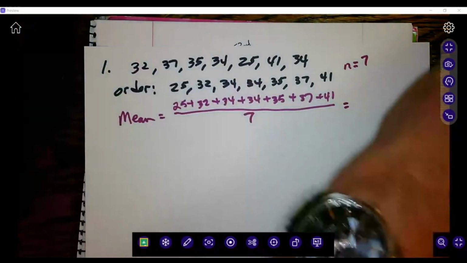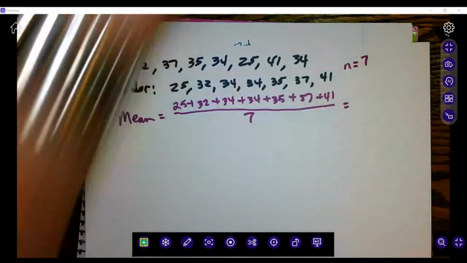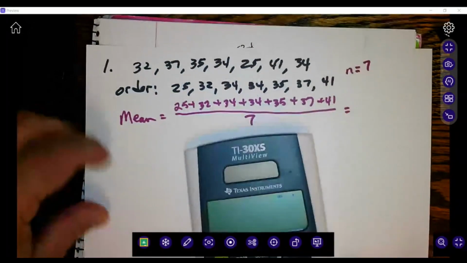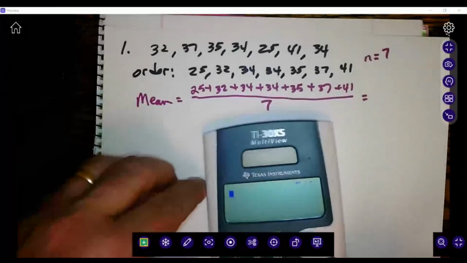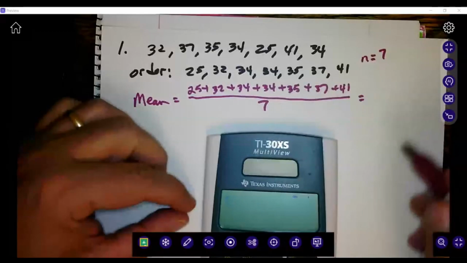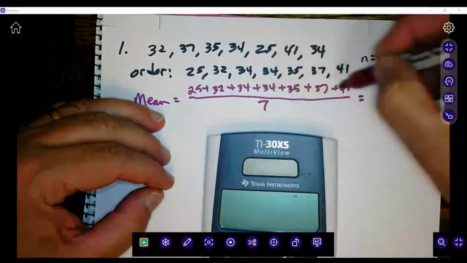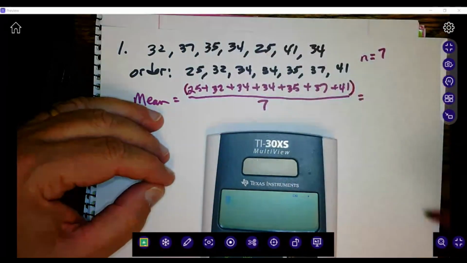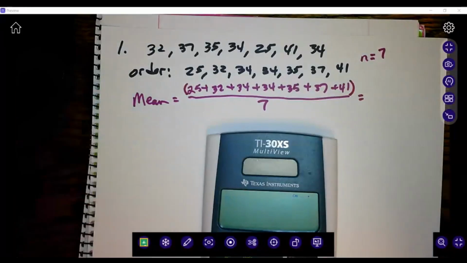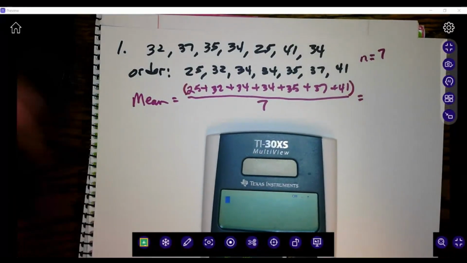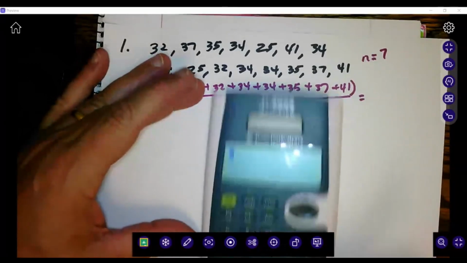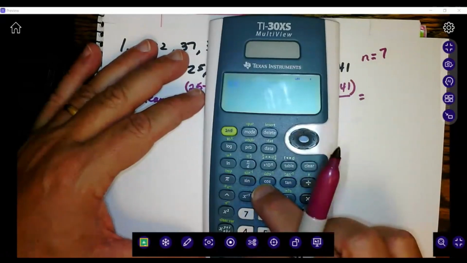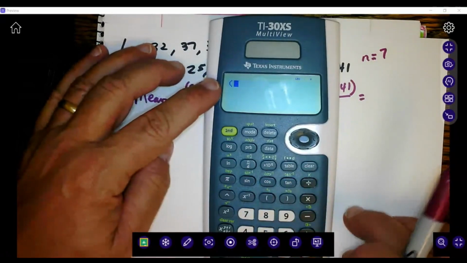So in my calculator, I can do something that will help me get the answer a little faster. And that is, since all of this stuff is on the top of the fraction, I'm going to put it in parentheses. And that's going to tell the calculator, do this stuff first. So I have a parentheses key on my calculator. So I'm going to hit that key, and you'll see that a parentheses pops up.